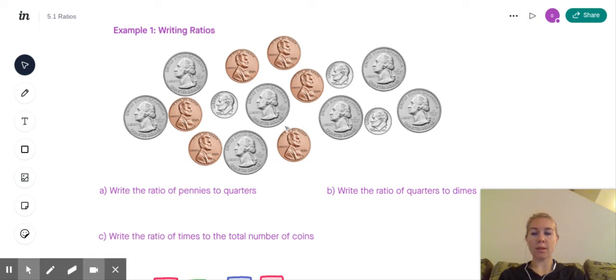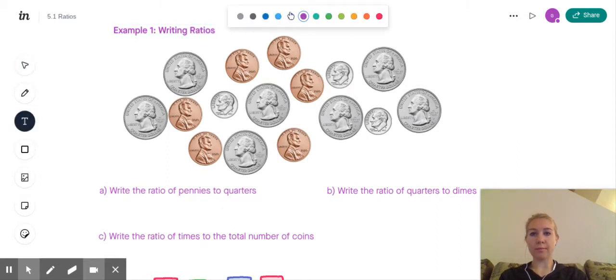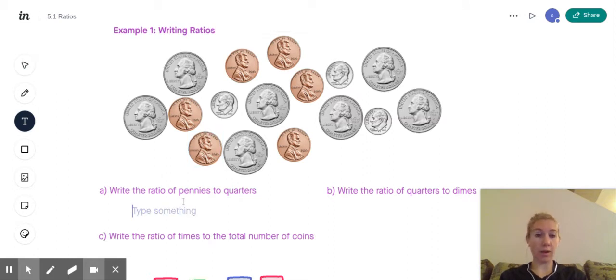Okay, let's go over example 1, writing ratios, and this is part of chapter 5, section 1, ratios. As you can see, we have some coins here. That's the picture that we're going to look at. Part A says, write the ratio of pennies to quarters. To find ratios, we count how many of each quantity that we have.